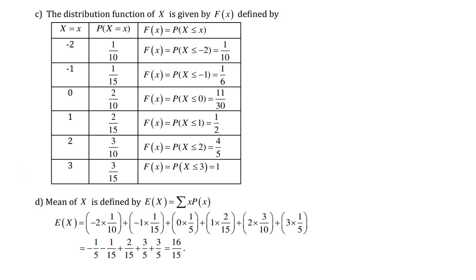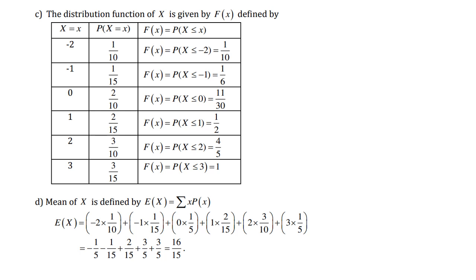Now we are going to find the distribution of x, that is F of x. F of x is defined as p of x less than or equal to x. When x is equal to -2, p of x is 1 by 10, so F of x is p of x less than or equal to -2, which is also 1 by 10. Now when x is equal to -1, p of x is 1 by 15. Then F of x is p of x less than or equal to -2 plus p of x less than or equal to -1, which is 1 by 10 plus 1 by 15, which is equal to 1 by 6.